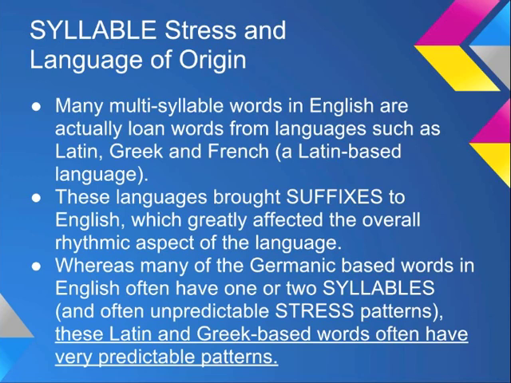Syllable stress and language of origin. Many multi-syllable words in English are actually loan words from languages such as Latin, Greek, and French, which is a Latin-based language. These languages brought suffixes to English, or at least brought many, which greatly affected the overall rhythmic aspect of the language. Whereas many of the Germanic-based words in English often have 1 or 2 syllables and often unpredictable stress patterns, these Latin and Greek-based words often have very predictable patterns.